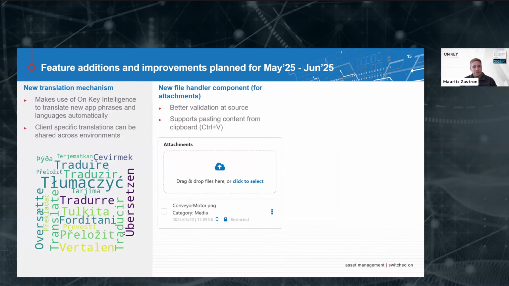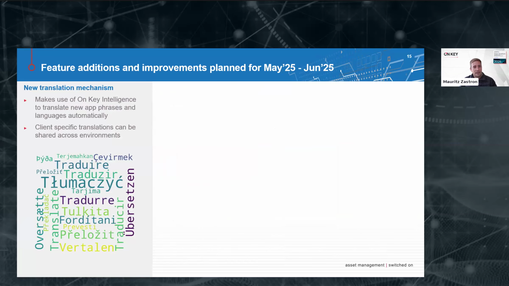Okay, and then just looking at a few things coming in the next couple of months. The new translation mechanism, JP will touch on that, but we're making use of the Anki Intelligence auto translation API. So what this means is that the entire language set for an app, at the moment, it's only implemented in the Field Engineer app, but it can be extended to other apps as well. But the entire language set, so all the labels in the app, can be translated to a new language with the click of a button.